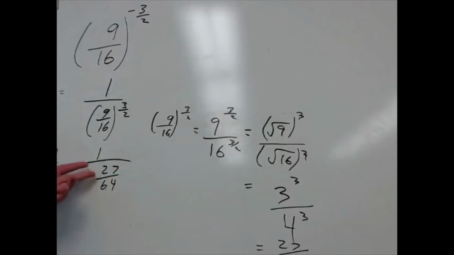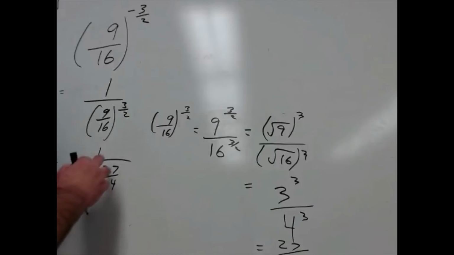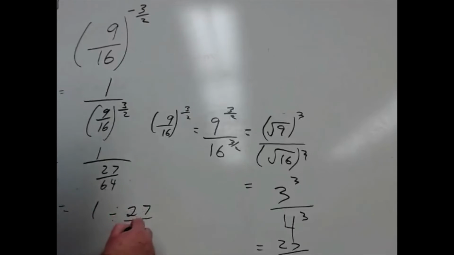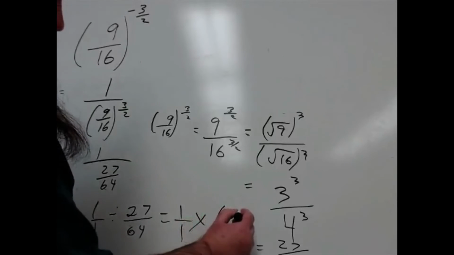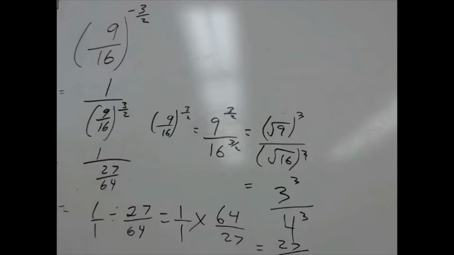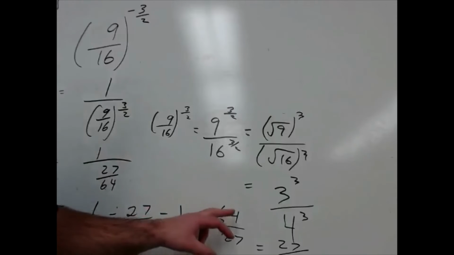And this looks a little bit ugly, so we need to simplify this a little bit. Well, to divide fractions, you multiply by the reciprocal. So I could write this as 1 divided by 27 over 64, which then becomes, I would write this as 1 over 1, of course. To multiply, I would keep the first fraction the same, change the division to multiplication, and flip this fraction right here. So 27 over 64 becomes 64 over 27. Then 1 over 1 times 64 over 27.